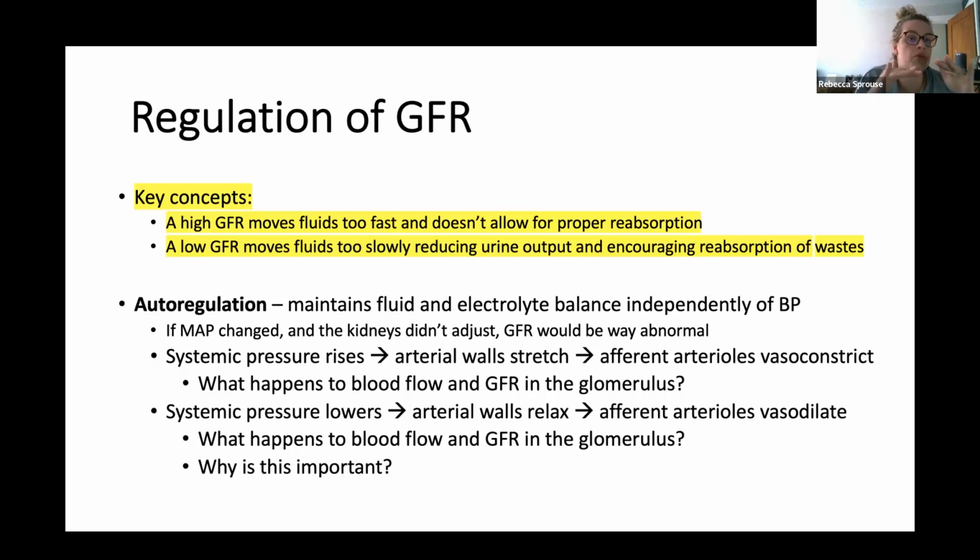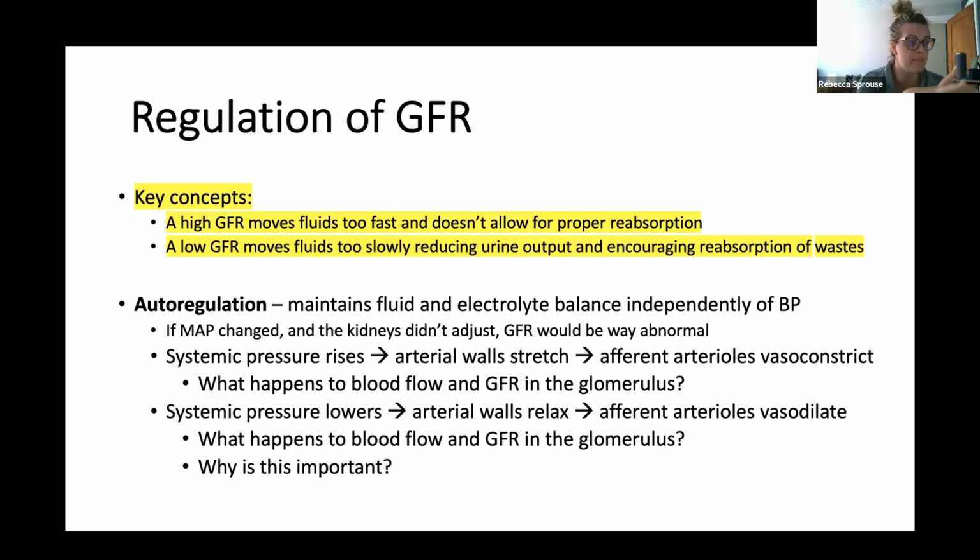So you want a happy medium. You want a spot where essentially wastes are being filtered out of those capillaries, but don't have the chance to be reabsorbed back into the bloodstream. We want them to be in that capsular space and continue down the tubular system to form urine. Our kidneys accommodate blood pressure pretty well. It's called autoregulation. This maintains our fluid and electrolyte balance independently of blood pressure. So if your blood pressure is too high, the reason why people with high blood pressure don't always have kidney damage is because the kidneys are kind of doing their own thing to accommodate and save themselves from that high blood pressure. Same thing if it's low blood pressure.